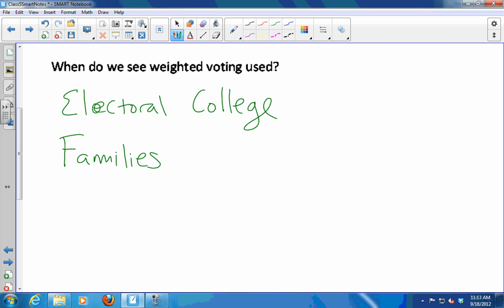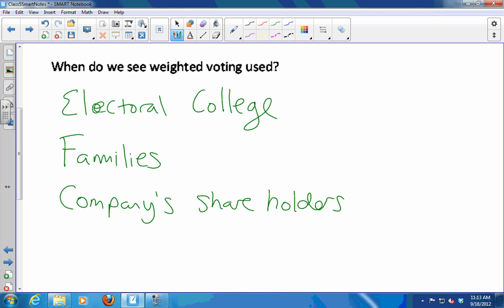On a company's board of directors or a company's shareholders. The more stock you own, the more of a say you get in decisions made for the company.